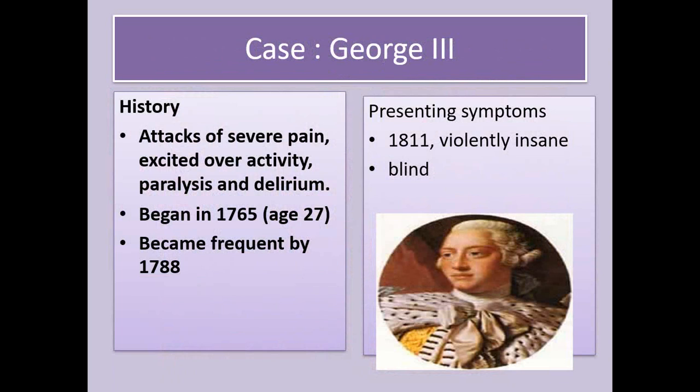It's a rare disease. In 1811, King George III was diagnosed with this, presenting with attacks of severe pain and excited overactivity, paralysis, and delirium. These symptoms began in 1765 at the age of 27, and then they occurred frequently. In 1811, he presented as violently insane, and then he turned blind.